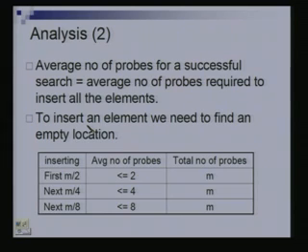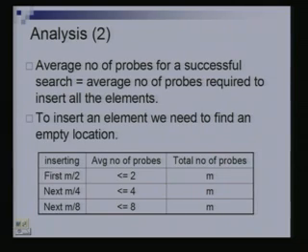When I'm inserting an element, I need to find an empty location again. Now suppose I begin with an empty table and I am looking at the number of probes required to insert the first m by 2 elements. The size of the table is m. Let's assume m is 100. I'm talking of inserting the first 50 elements. Suppose I've already inserted 48, 49 elements. When I'm trying to insert the 50th element, what is the expected number of probes that are required?